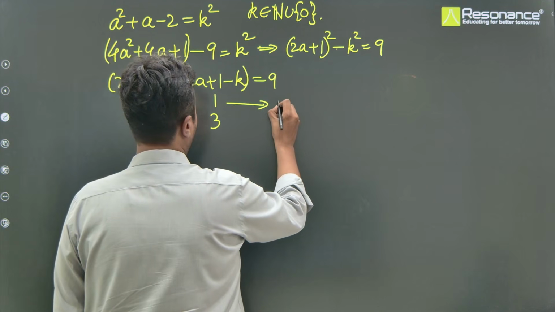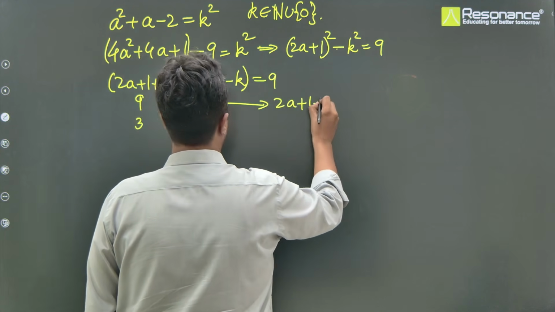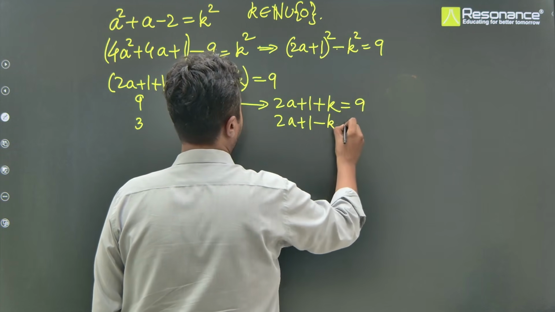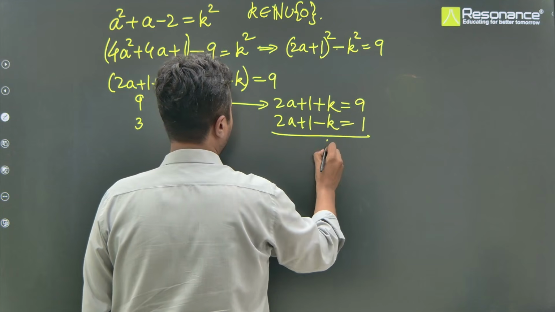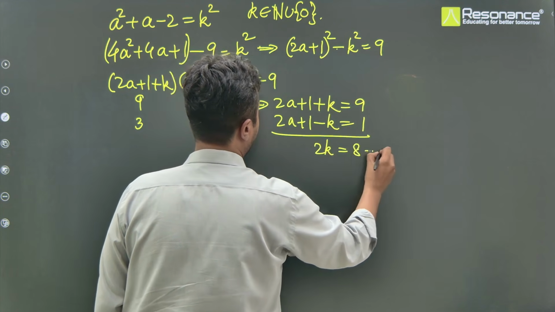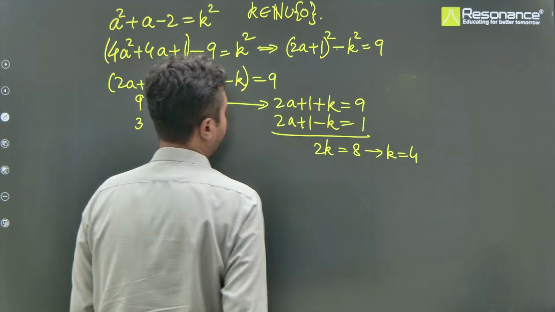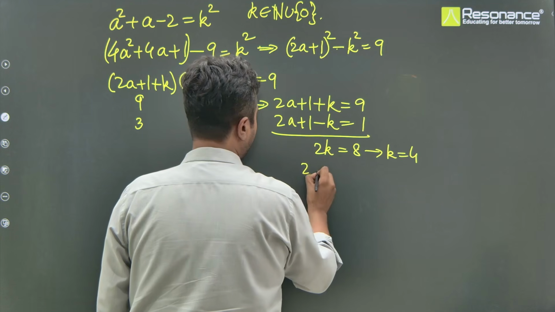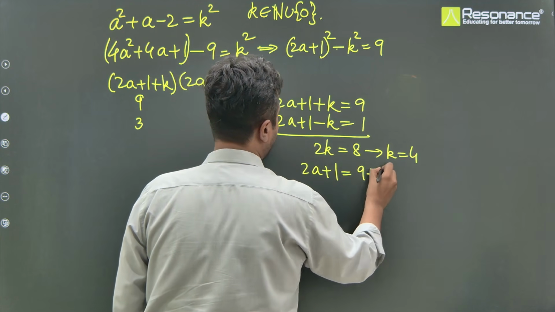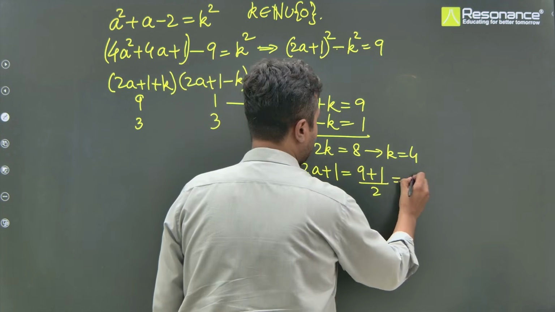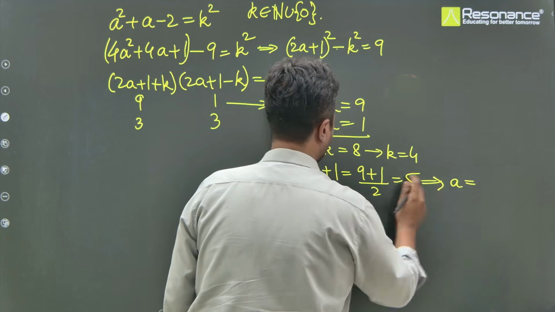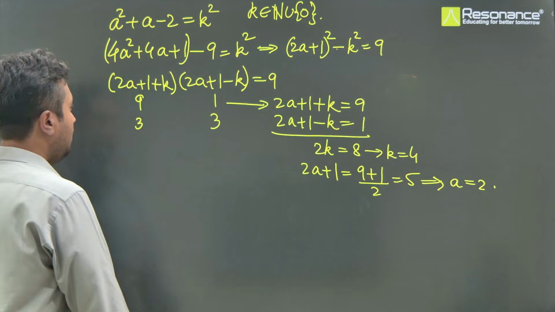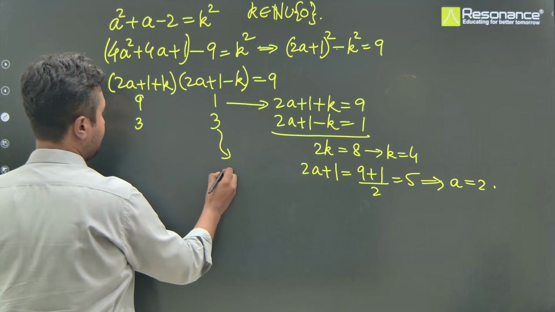We get 2a plus 1 plus k and 2a plus 1 minus k. These numbers are 9 and 1. So if you subtract them, you get 2k equal to 8, meaning k is 4. You can take that value of k and plug it over there, or you just add them both. You get twice of 2a plus 1 is the sum of these two, so divided by 2, that would give us 5, and that would tell us that 2a is equal to 4 and a is equal to 2.